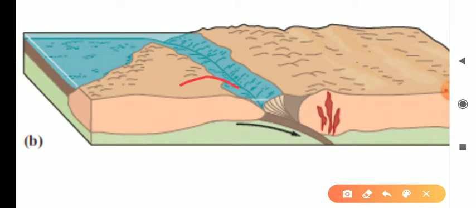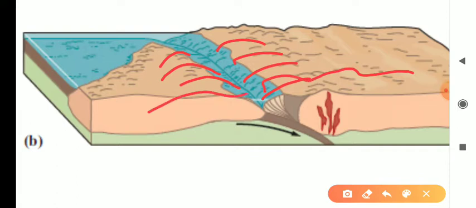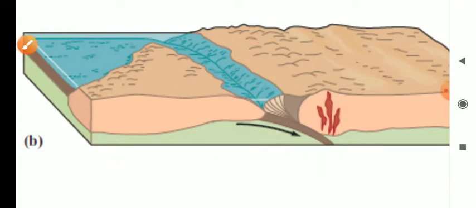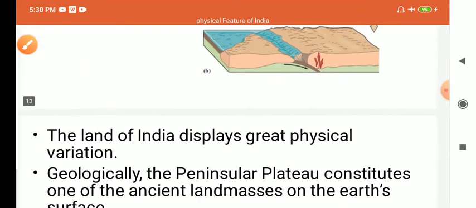In this area the rivers were depositing their sediments: clay, sand, soil, silt, everything. These sediments gained thickness, and when the plates struck each other, these sediments became folded mountains. This is how Himalayas formed. So this is the theory of Himalayan mountain.